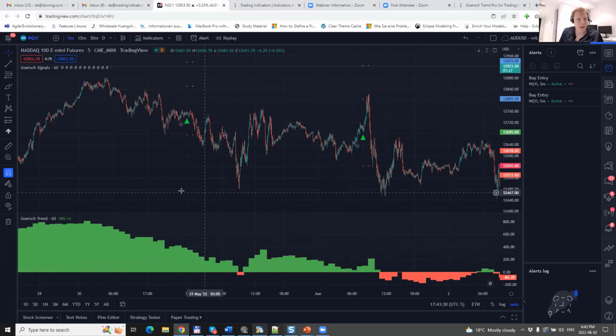And you can use this technique to really fine-tune your entries. Because you look at the 5-minute time frame, okay, how is price behaving, is it trying to reach the entry level, and then should I take the trade, yes or no?